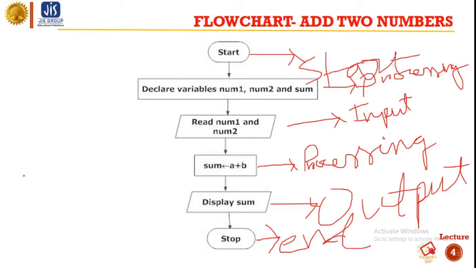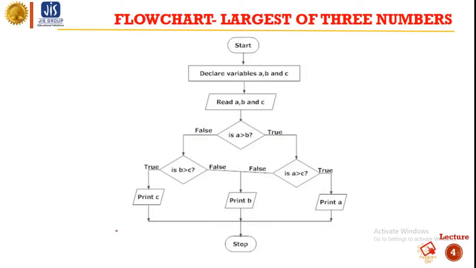Okay, so this is the addition of two numbers. Let's take another flowchart, and this is the largest of three numbers. Okay, this is the loop basically. At first we will have to take the three variables, then three variables will be read through keyboard, then there is the condition. Okay, whether a is greater than b or not, it may be true, it may be false. If it is true, then it will go here. If it is false, then it will go here.